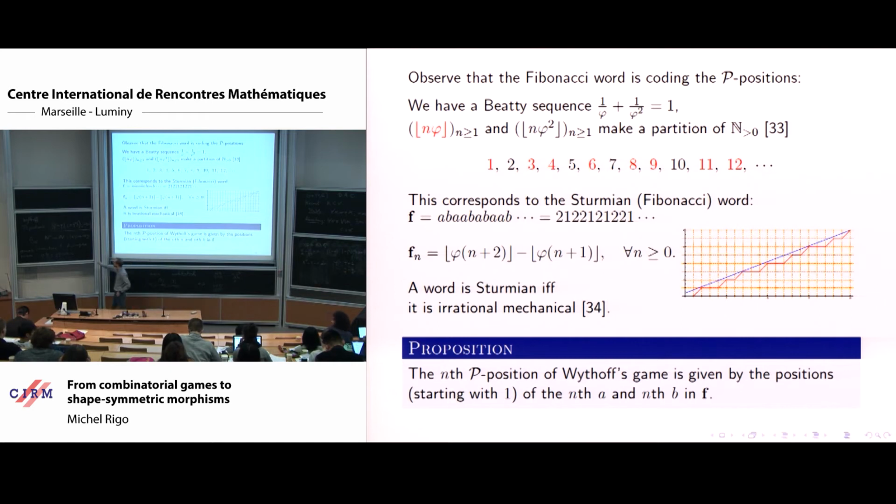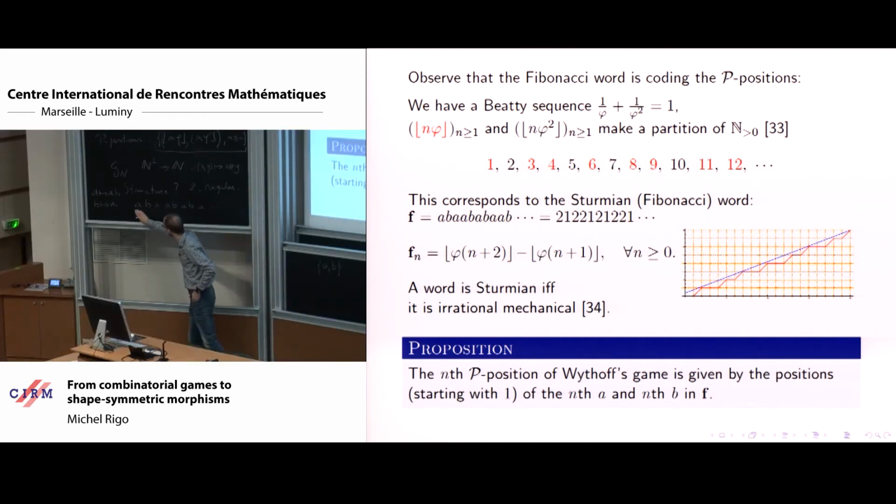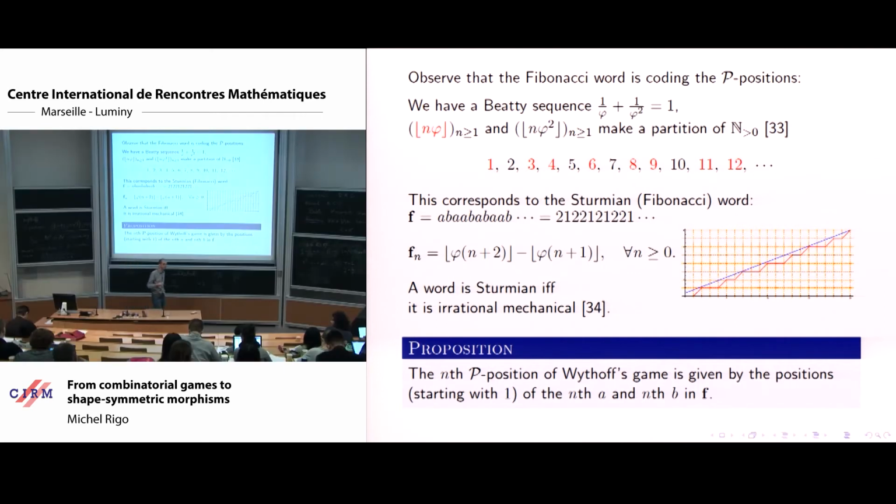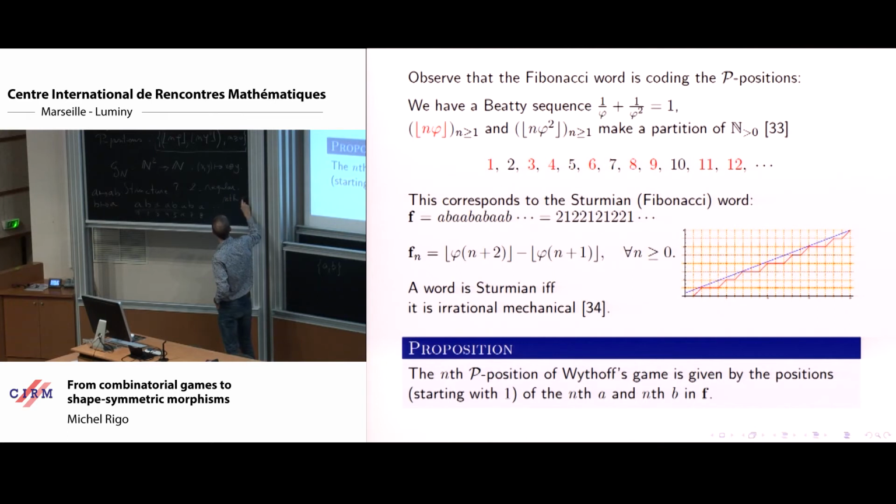And so my message is the following. You build in your head the Fibonacci word. You write down 1, 2, 3, 4, 5, 6, 7, and so on. And so here you have a coding of the P positions. You just have to look at where the nth letter A and the nth letter B are. Okay? So that is equivalent to that. I write it here: the nth A and nth B. It's important for me later on.